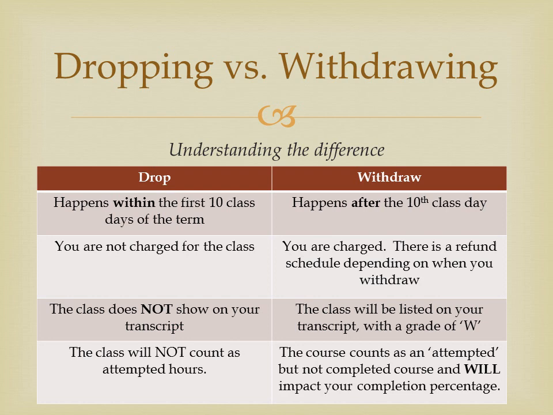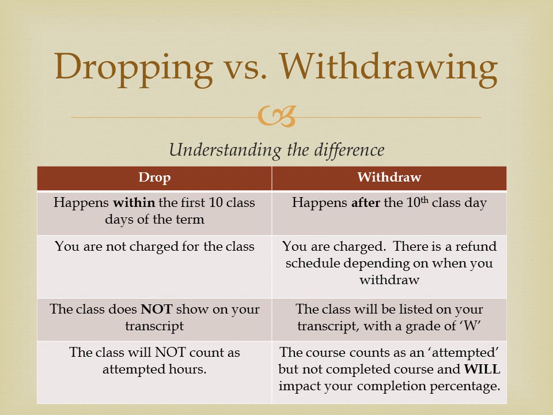Withdrawing happens after that 10th class day. So for this spring, the drop deadline is February 3rd. If you get out of a class before February 3rd, you drop it on your drop/add page, and it's gone. But if it's after February 3rd, then you have to withdraw from the class. And there are some big differences there. One, you're going to be charged for it. You have to pay for that class. There is a refund schedule depending on when you withdraw, but you're only going to get, at most, 50% of the money back. If you wait, with every week, you get less and less money back.